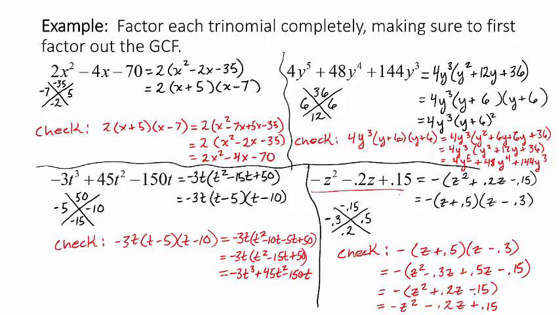So what we did here in this slide, these 4 examples, was really more practice with not only factoring out a GCF, but also factoring trinomials whose leading coefficient is 1.